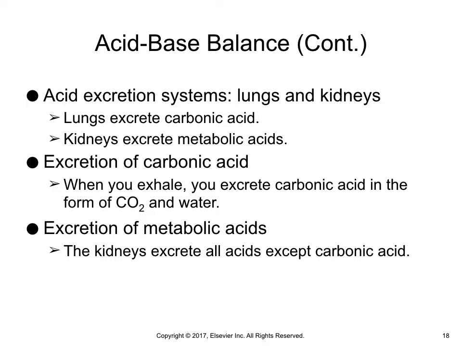The kidneys excrete all acids except carbonic acid. They secrete hydrogen ions into the renal tubular fluid, putting bicarbonate back into the blood at the same time. If too many hydrogen ions are present in the blood, renal cells move more hydrogen ions into the renal tubules for excretion, retaining more bicarbonate in the process. If too few hydrogen ions are present in the blood, renal cells secrete fewer hydrogen ions. Phosphate buffers in the renal tubular fluid keep the urine from becoming too acidic when the kidneys excrete hydrogen ions.